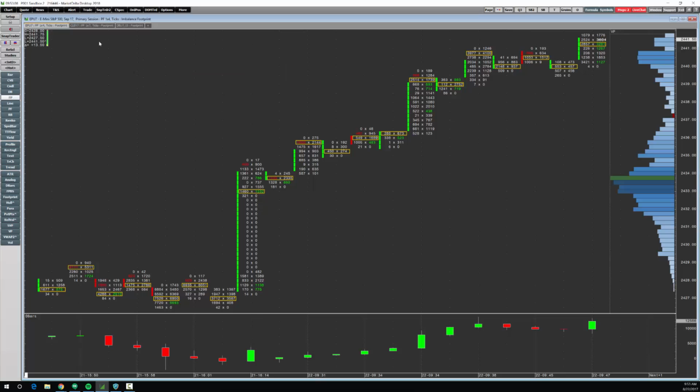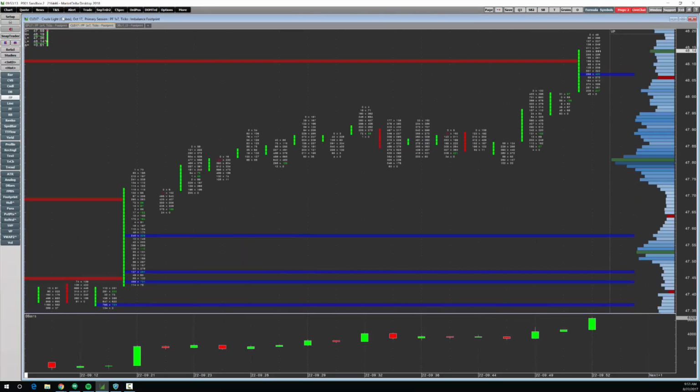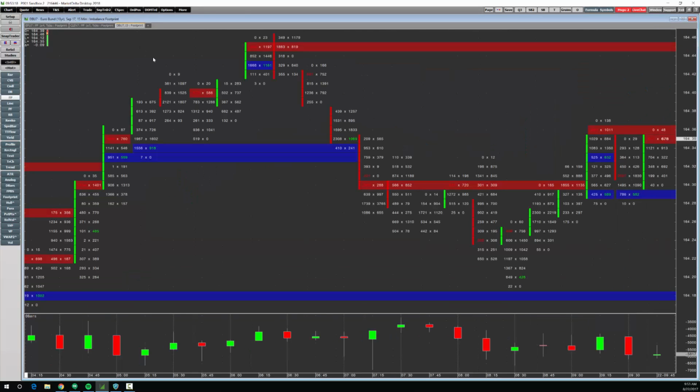Now let's just jump to a different market. I'm going to jump over to crude oil. I got crude oil here. This is today. It's heading higher. And then I got the Bund right here. Let's go ahead and look at this. This is a European 10-year bond.